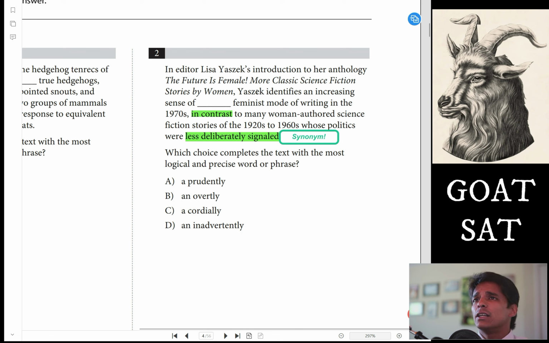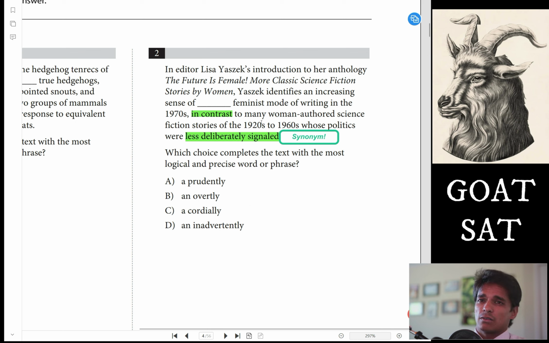So here, we're looking at this sentence where someone identifies an increasing sense of blank, okay? In contrast, something was less deliberately signaled. So there's a double negative here, right? The sentence is structured to where something in contrast was less deliberately signaled. So we're really just looking for a word that means deliberately signaled. Feel free to pause this, by the way, at any time and answer the questions yourself. Like I said, this is module 1 of practice test 6 on the College Board website. So if I'm going a bit fast, feel free to go at your own pace. But the answer is going to be overtly.